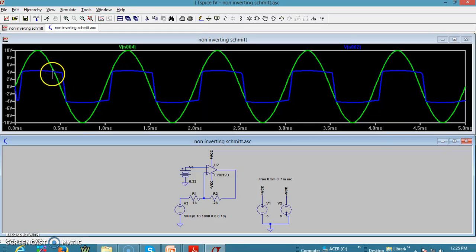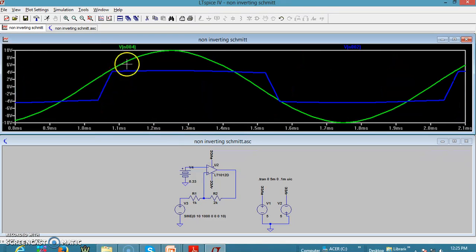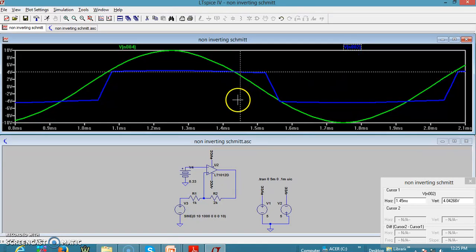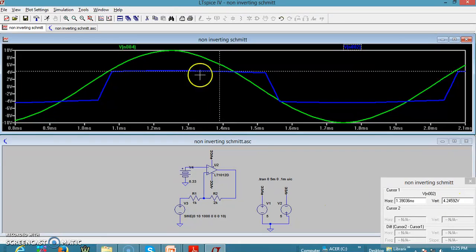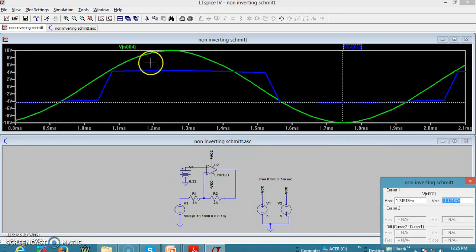Now you can see we have this output voltage being simulated. You can see this is the transition. The output is making a transition from minus Vsat to plus Vsat and plus Vsat to minus Vsat. The output voltage was supposed to be 5 volt, it is 4.2, so this is plus Vsat. The minus Vsat is supposed to be minus 5, it is minus 4.42. So let us try to verify what is the VTH and VTL.